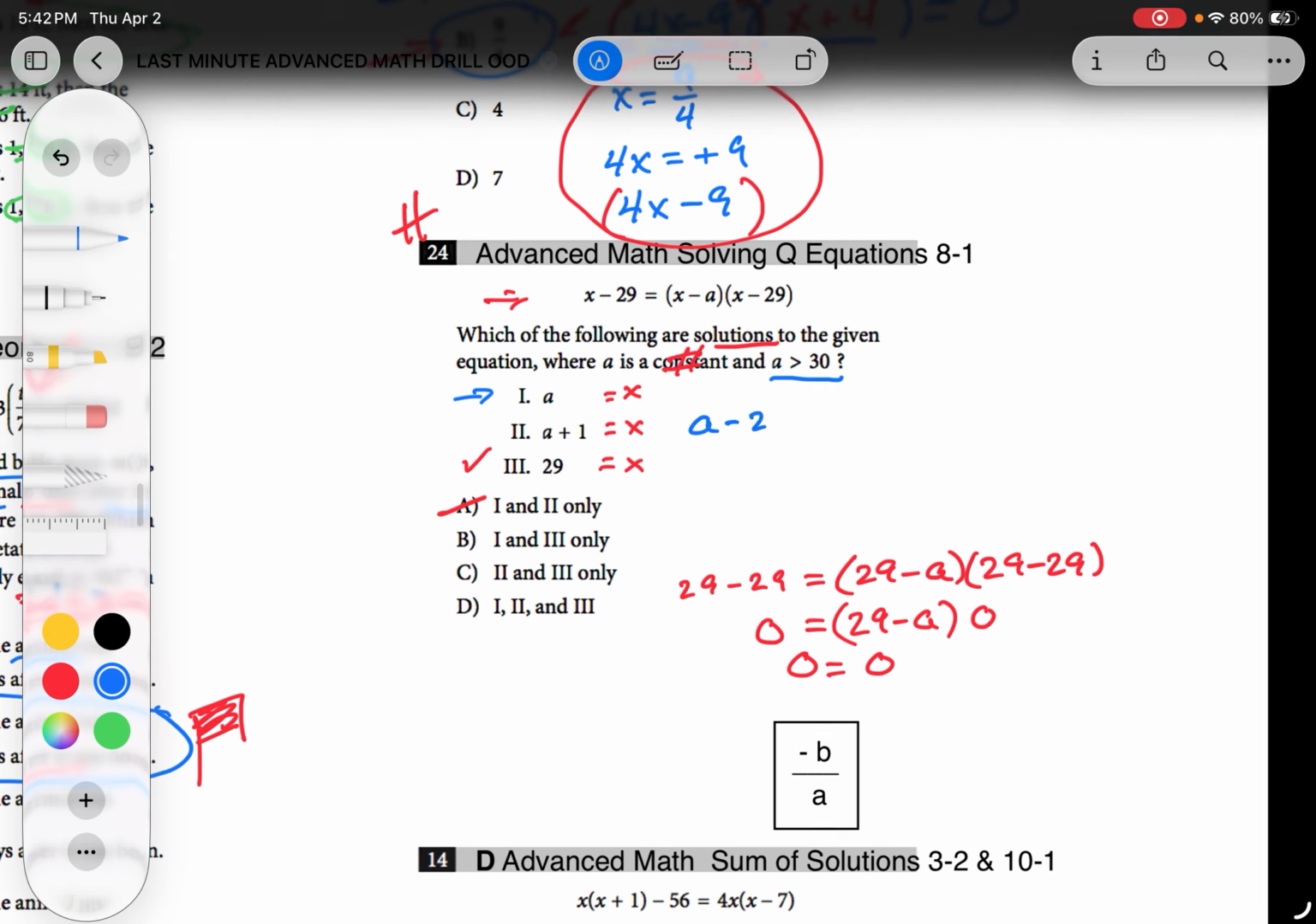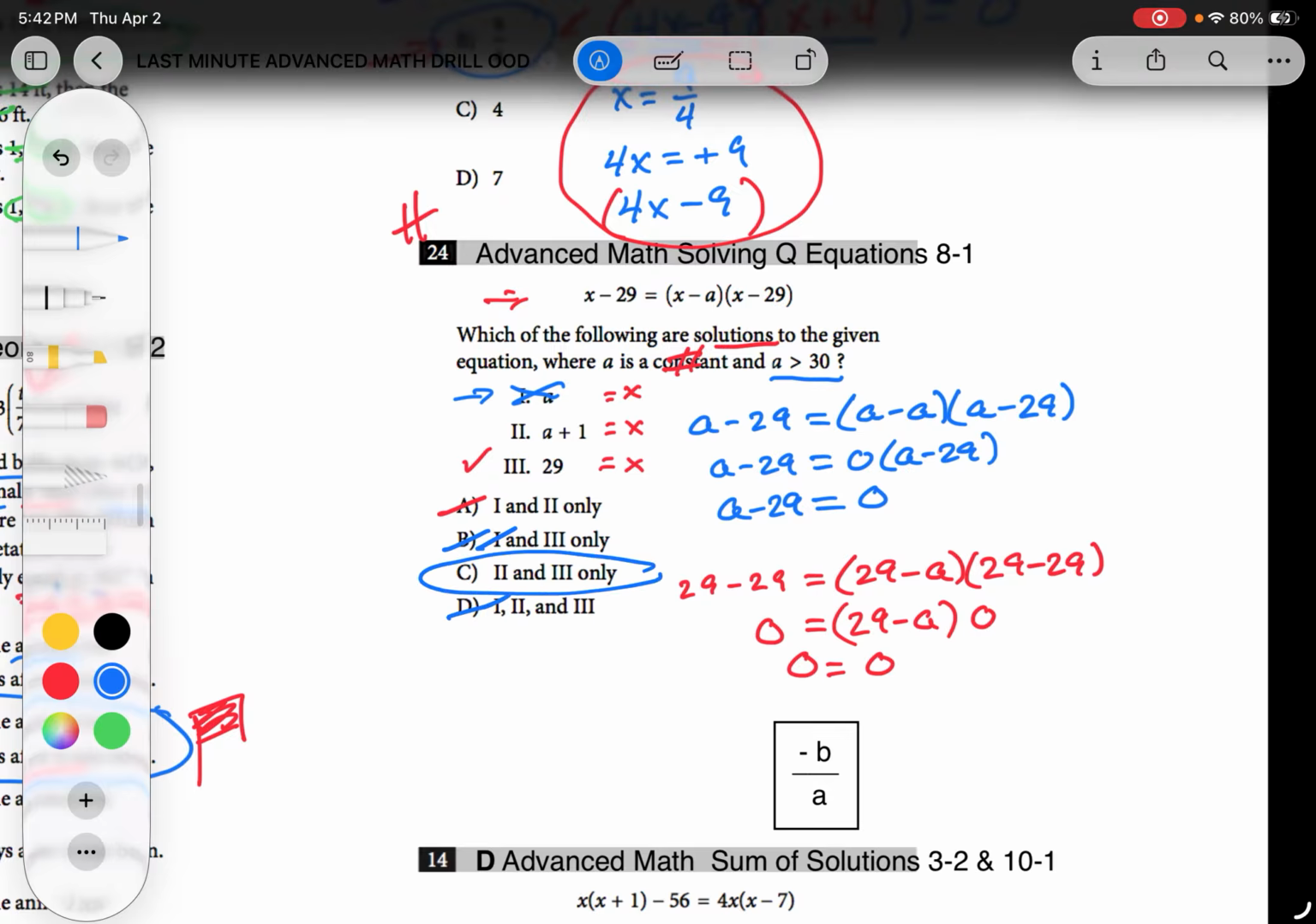I'm going to write it in. We're trying Roman numeral 1. A minus 29, remember we're plugging in an a for x, equals a minus a times a minus 29. All right, let's solve. What's a minus 29? Just a minus 29 equals, what's a minus a? 0 times a minus 29. All right, what's 0 times a minus 29? It's just going to be 0. Does it equal a minus 29? No, 0 is supposed to equal 0. So Roman numeral 1 does not work. So any answers with Roman numeral 1, good night. My answer must be C.